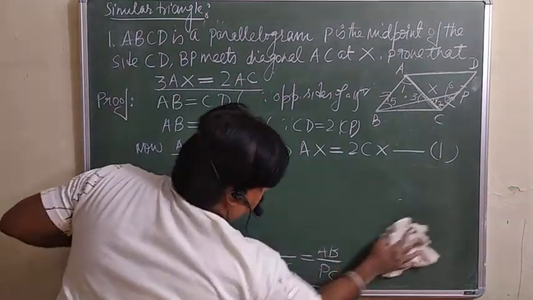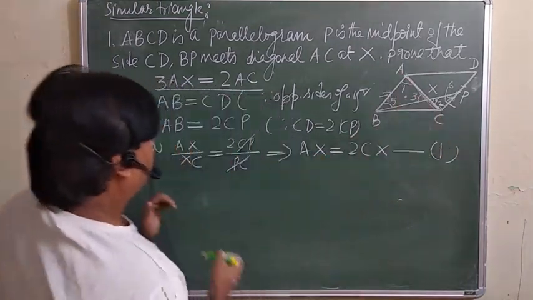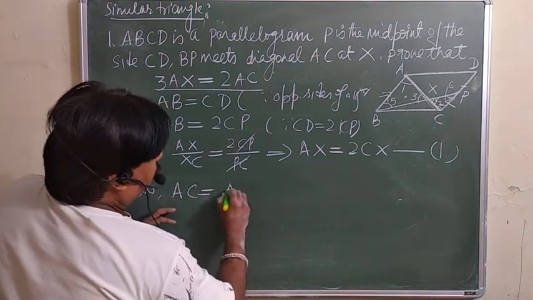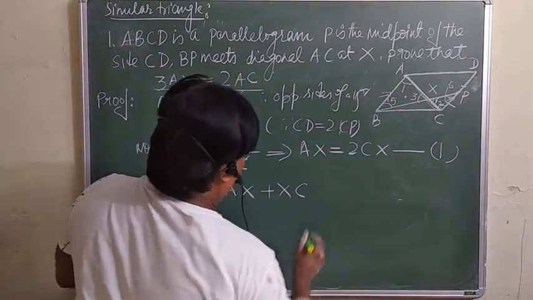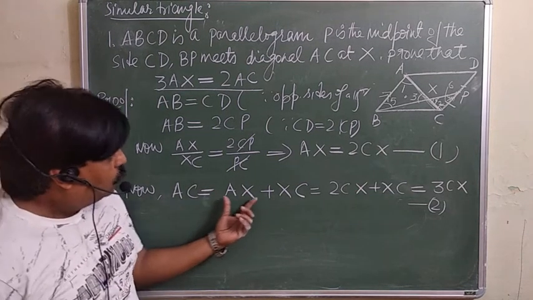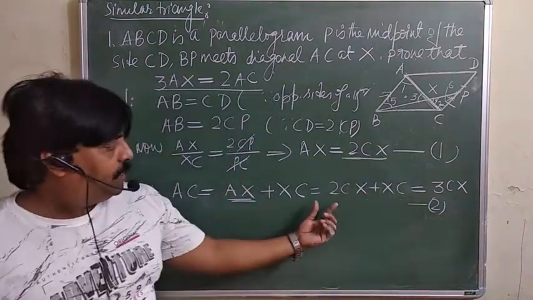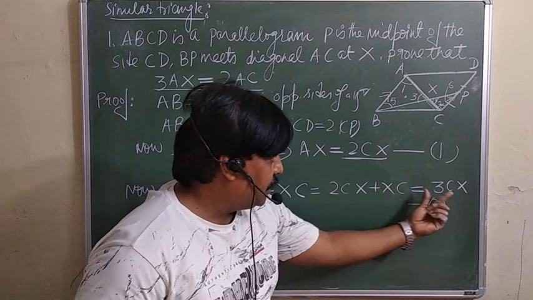Now, so AX you are getting. Now we will talk about this AC. This AC can be written as AX plus XC. So this AX can be written as 2CX. So 2CX plus XC. XC means that is CX. So 2CX plus CX, that is 3CX.